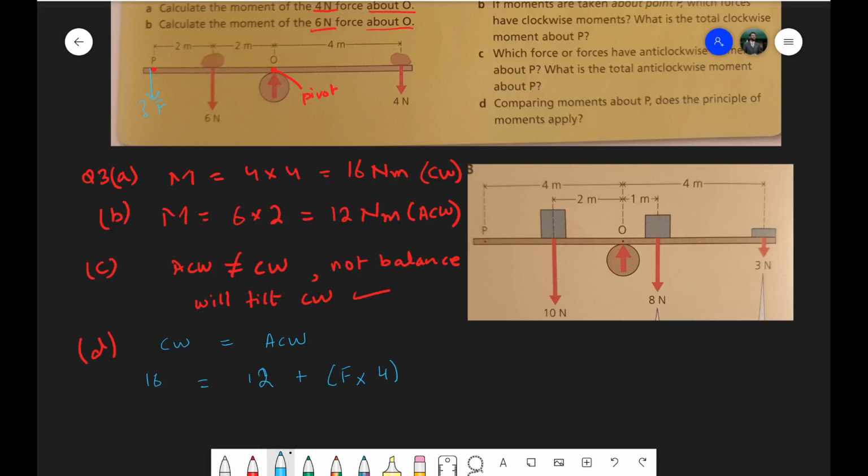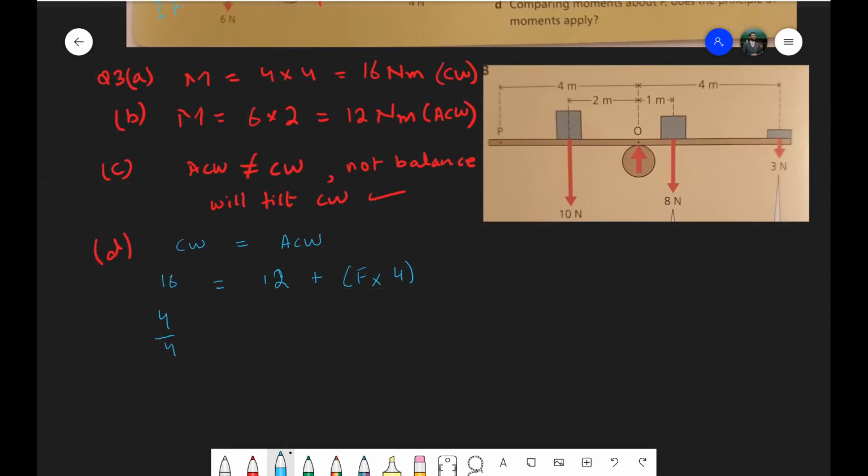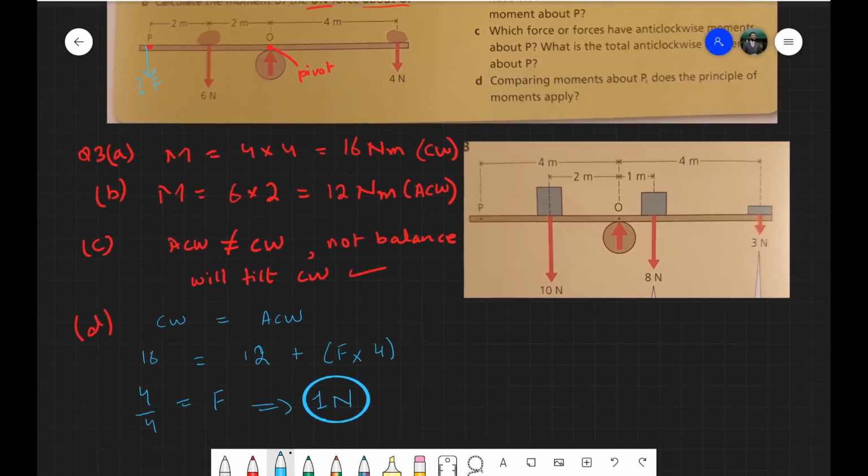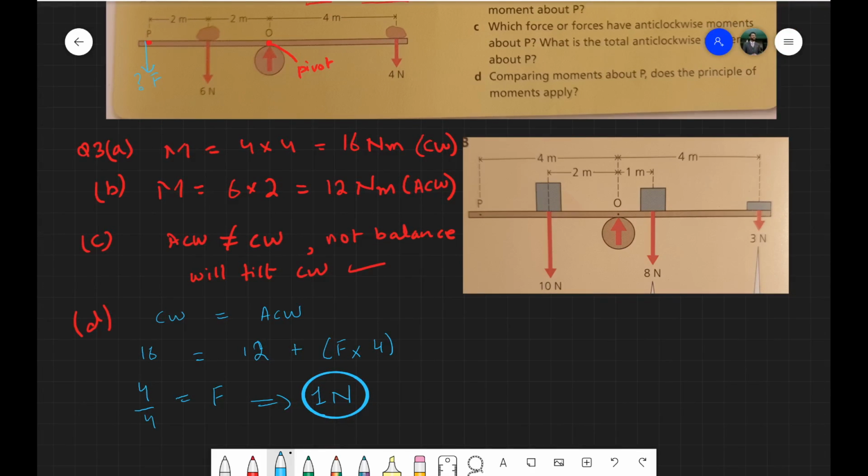So let's solve this equation to find out the value of F. Well, 16 minus 12 is going to be 4, and then you can take 4 on the left hand side, so just divide 4 there, and F therefore will turn out to be equal to 1 Newton. So this is how big it should be in order to make the plank balanced.